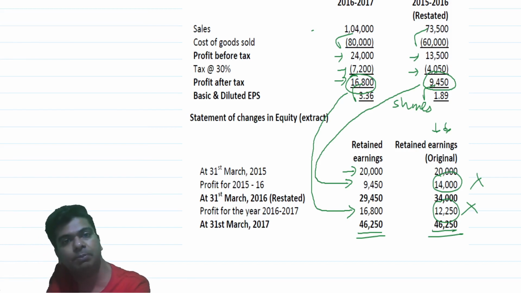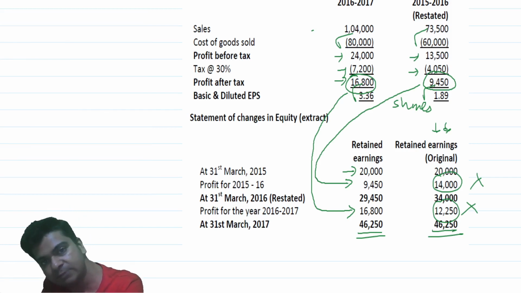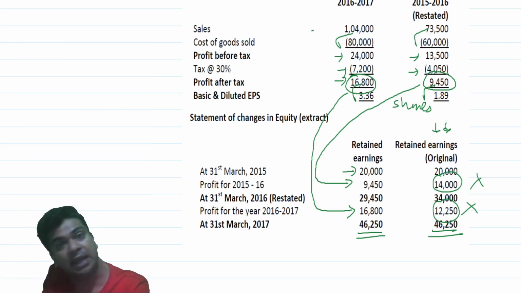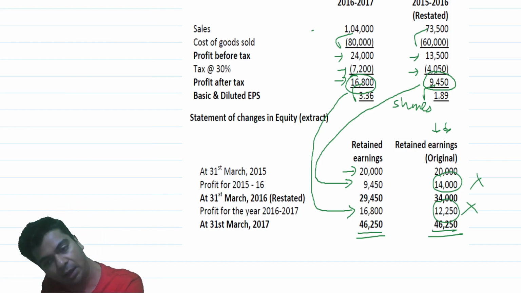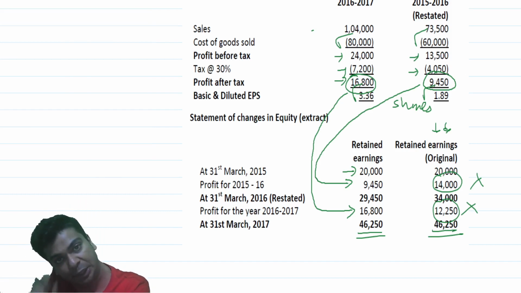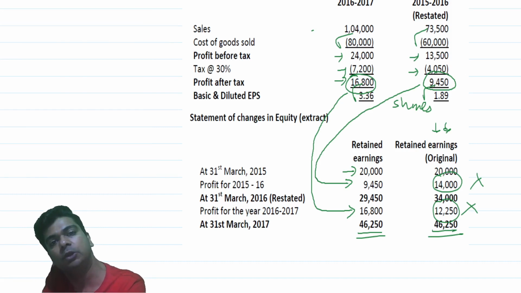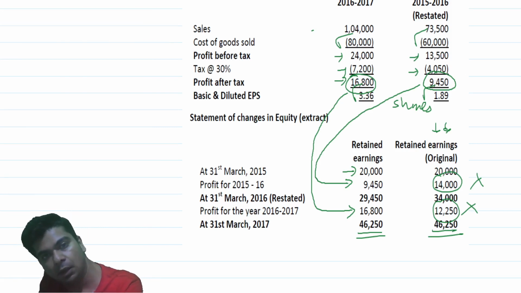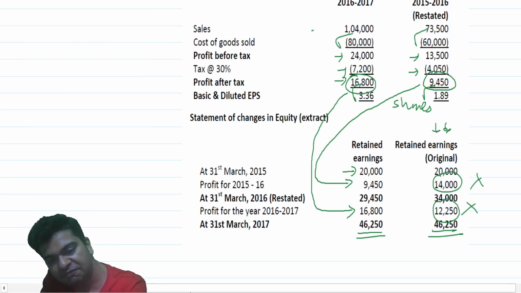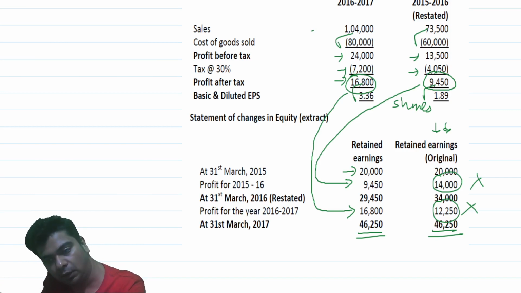The final P&L balance or the final retained earnings balance remains the same, but that does not mean I will not rectify the error. Error still has to be rectified because the individual figures of profit for the 2 years are incorrect. Ultimately, the final balance will turn out to be one and the same.